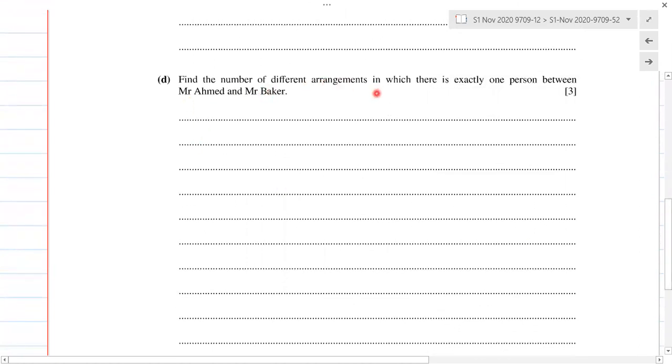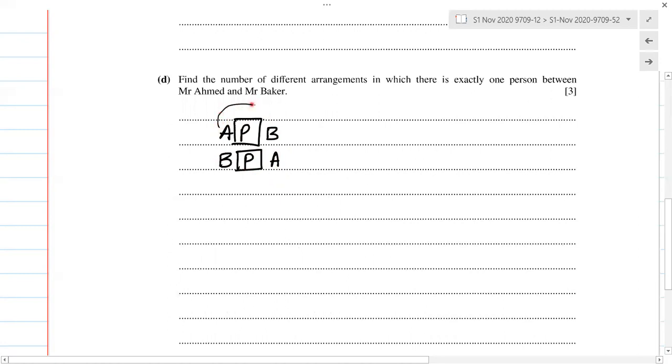Find the number of different arrangements in which there is exactly one person between Mr. Ahmed and Mr. Barker. So now let's suppose Mr. Ahmed is over here. There's one person unknown over here, and then we have Mr. Barker over here. So there's always supposed to be one person between the two. But it doesn't say where Mr. Barker and where Mr. Ahmed are supposed to be. So we can have Mr. Ahmed, then the person, then Mr. Barker. Or we can have Mr. Barker, then that person, and then Mr. Ahmed. Still the person is between the two.